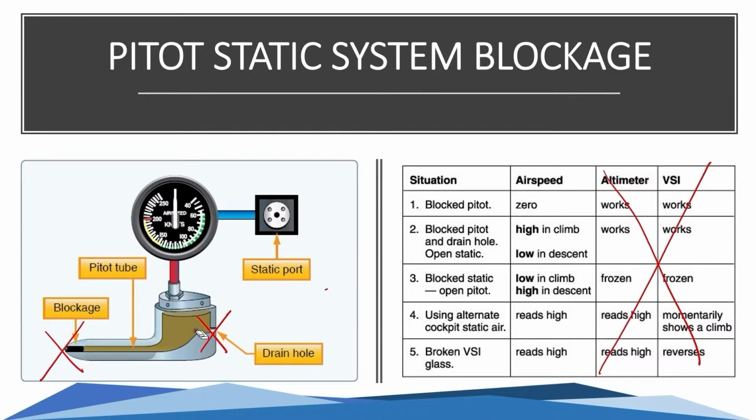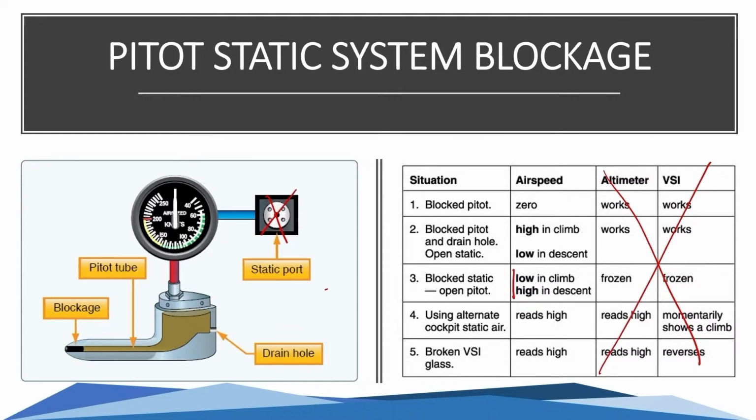Now, if that was not the issue, so let's assume that everything was back to normal, but the static port became clogged, what will end up happening is that your airspeed will be low in a climb and high in a descent. And when I say low in a climb and high in a descent, I mean slightly higher and slightly lower. It's not significant. Now, in the event you use your alternate cockpit static air, meaning that you're pulling the static air from inside of the cockpit and not outside the airplane, your airspeed indicator is also going to read slightly higher, a couple knots higher or faster.